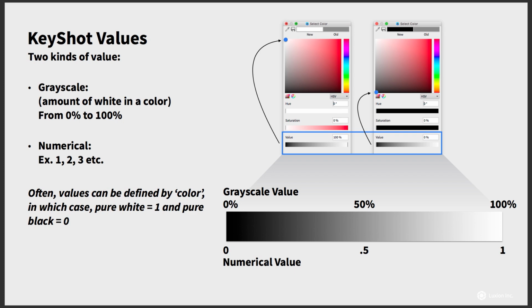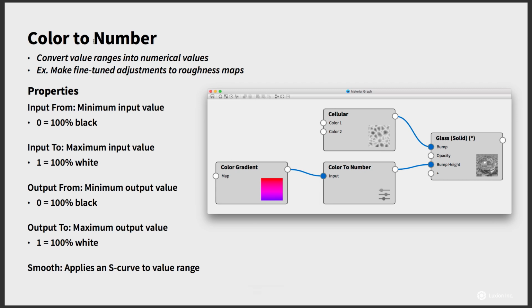To build on that concept, we have the last utility node I'm going to talk about today, and it's a color to number. What this does is it takes our grayscale value ranges and converts them into actual numbers. The benefit of that is we can make fine-tuned adjustments based on a number scale, and we can also plug that into a channel of a texture or a material to then drive that parameter.